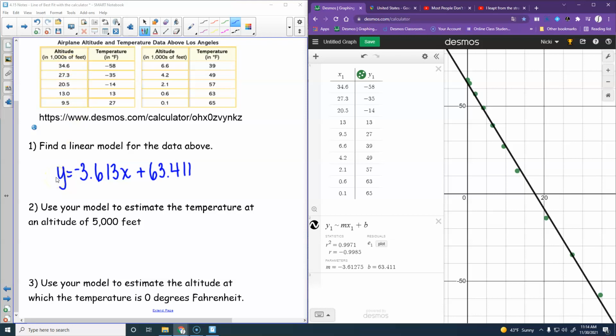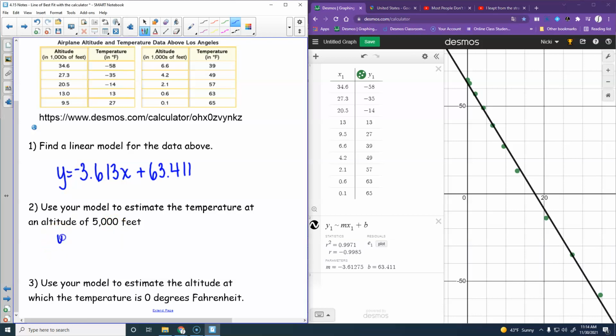Not 5,000. Why would I not use 5,000? None of these other ones are thousands. Right here it says altitude in thousands of feet. So if I want to plug in 5,000 feet, I just plug in 5. Okay? So my X is 5.